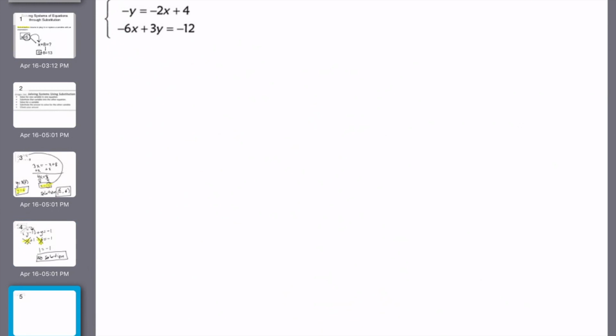So let's try one more example. Negative y equals negative 2x plus 4, and negative 6x plus 3y equals negative 12. Now I know what you're thinking. They solved for one variable again. However, it's a little different this time. They solved for negative y, but I don't have a negative y down here. I just have a positive y. So I'm going to solve for positive y. So I have negative y equals negative 2x plus 4.